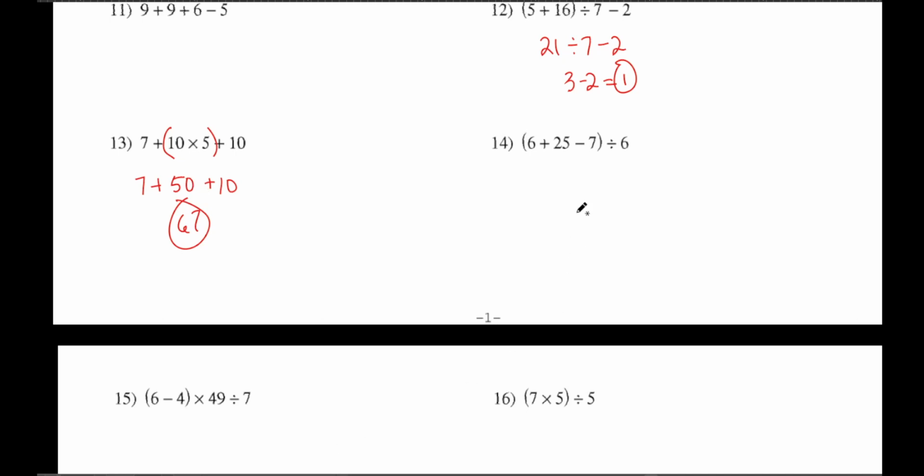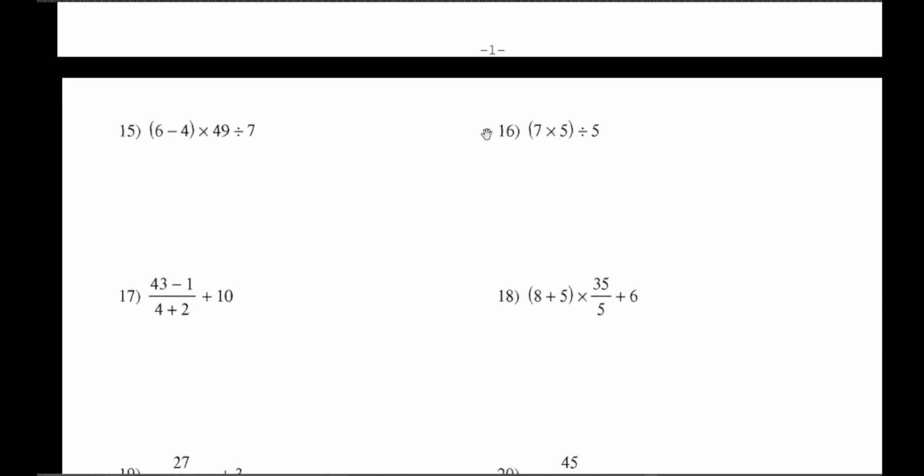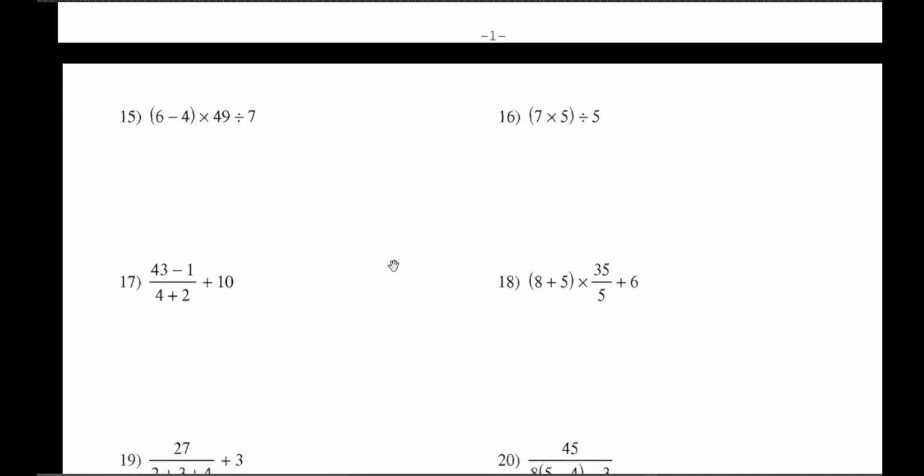Okay? This one's pretty easy. You just do what's in the parentheses first, and then you divide it by 6. I'll let you just do that on your own. All right, let's see. Yeah, this isn't too bad, right? You do this parentheses first, that's a 2, and then you go times 49, all right, divided by 7. Okay. 17, yeah, let's definitely get to that.